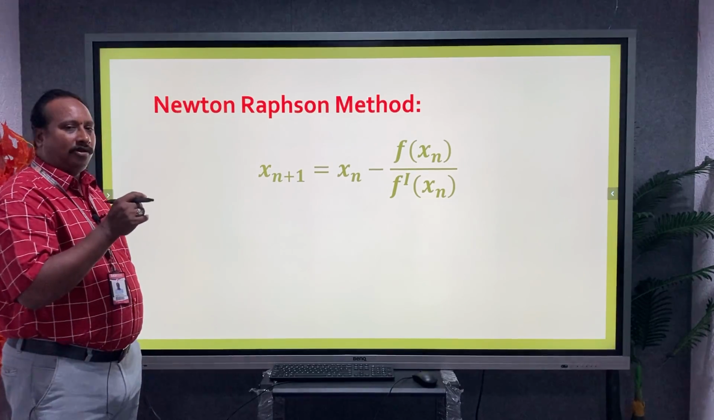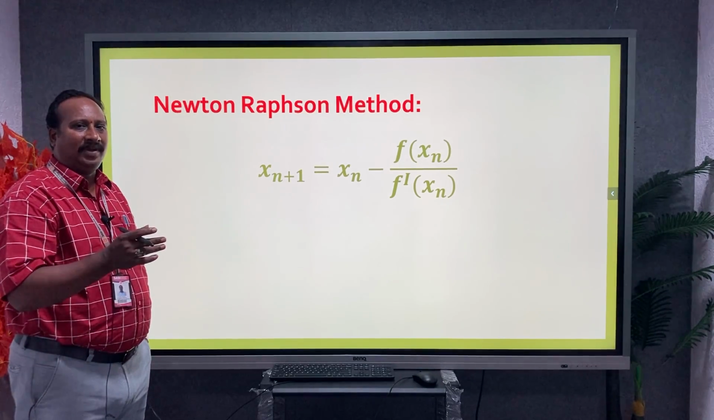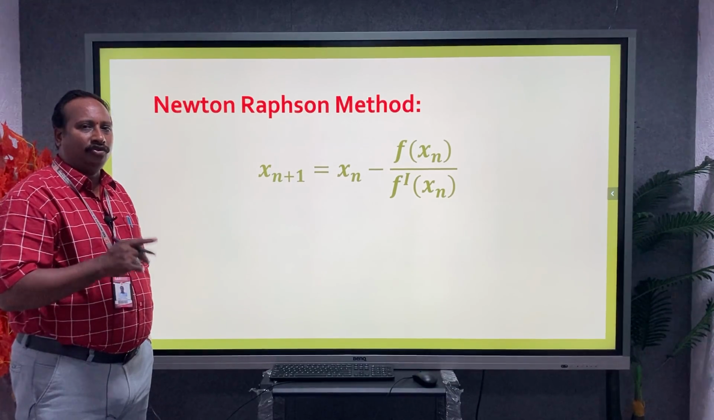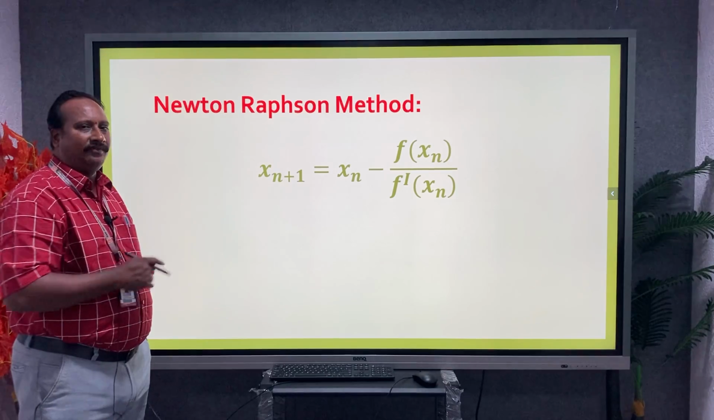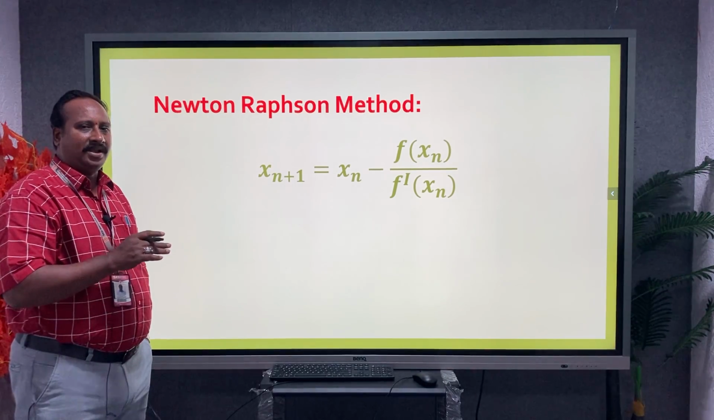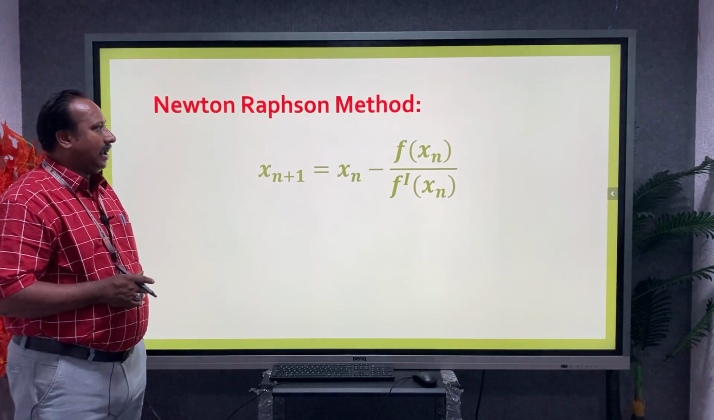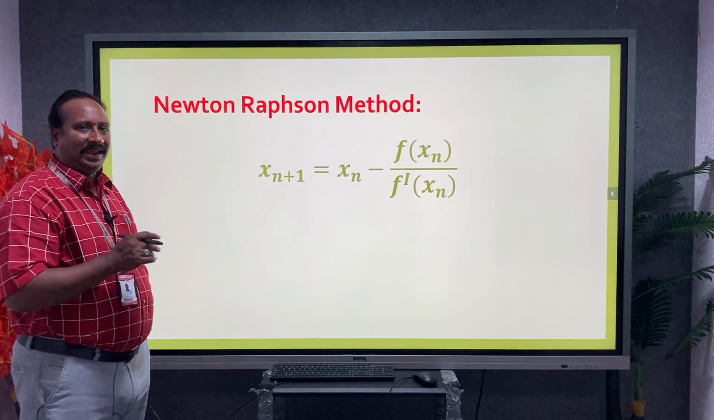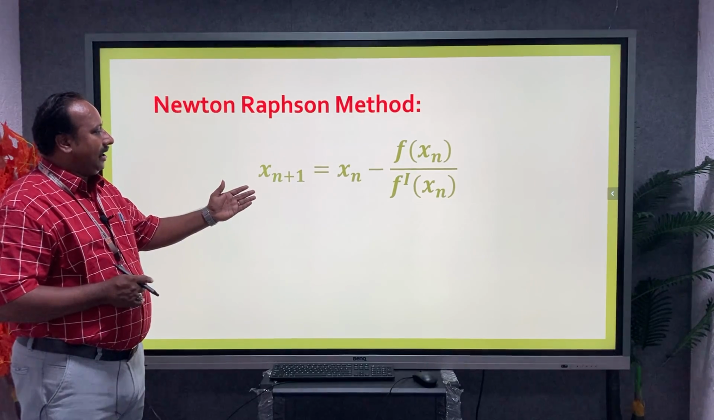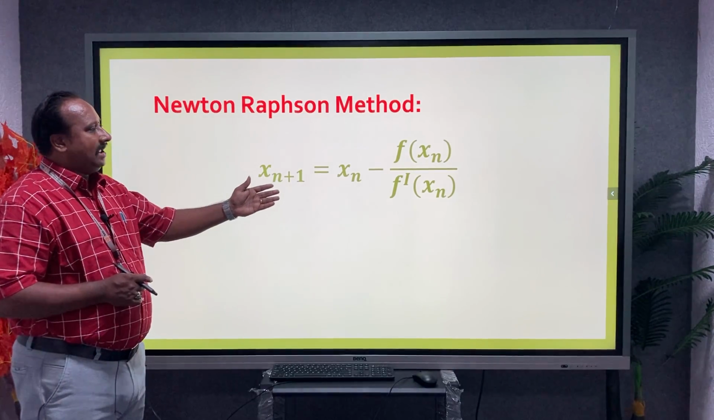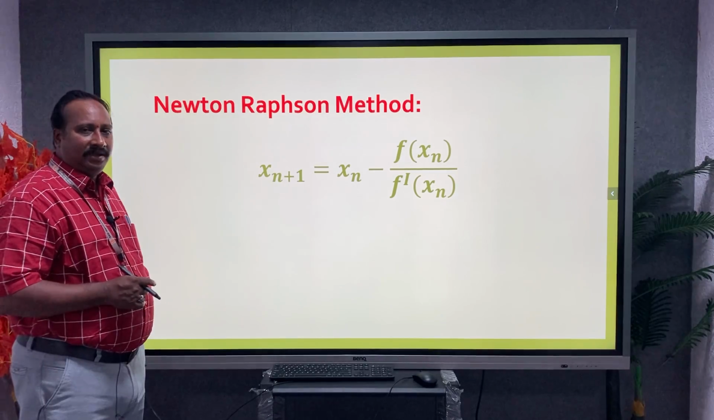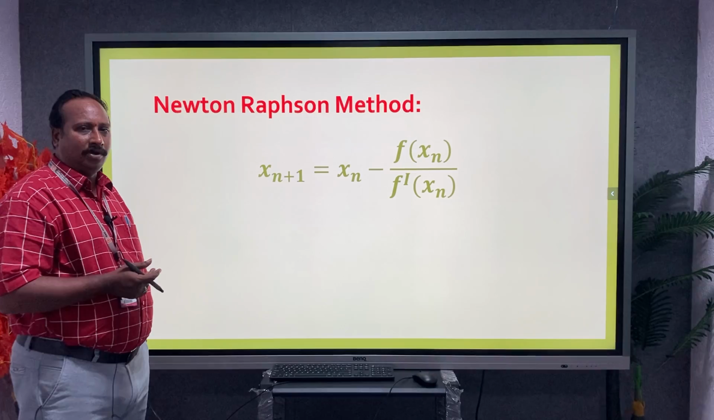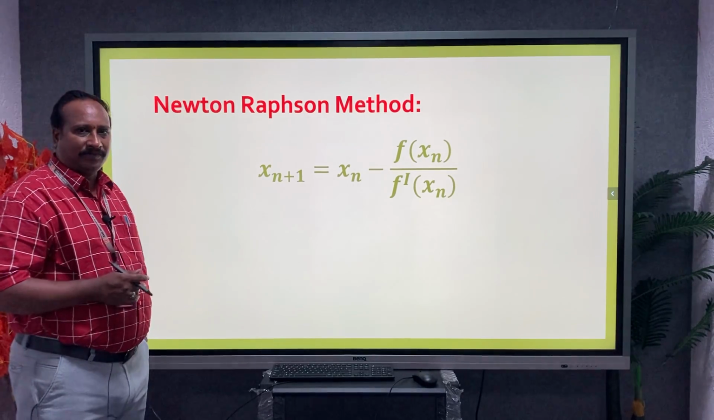So if you want to solve algebraic and transcendental equations, we have two methods. One is the Regula-Falsi method, another one is the Newton-Raphson method. For Newton-Raphson method, for calculating the iterations, we take the formula x n plus 1 equal to x n minus f of x n by f dash of x n. So how to solve the equation f of x equal to 0 by Newton-Raphson method?